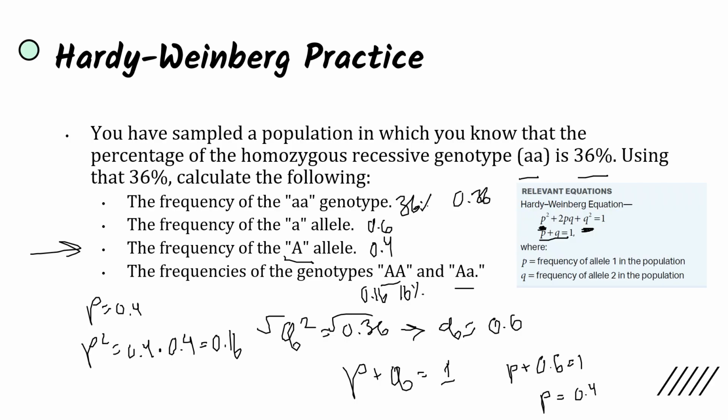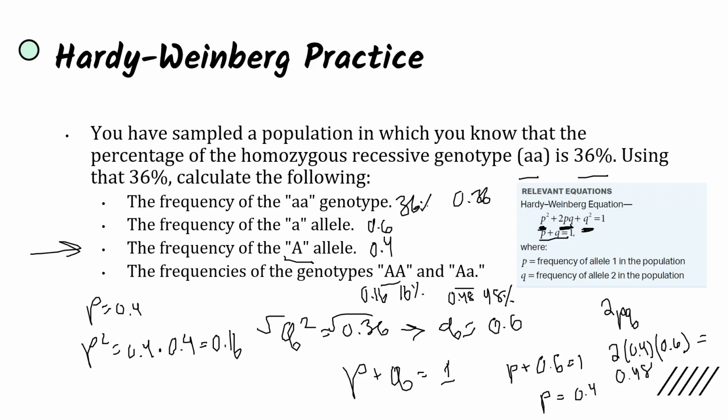Lastly, we need to find the frequency of the heterozygous genotype, and that is in our equation as 2pq. And we know both p and q now. We found the frequency of both the dominant and recessive allele. So 2 times p, which is 0.4, times q, which is 0.6, results in the answer of 0.48. So our frequency of our heterozygous individual is 0.48, or 48%.